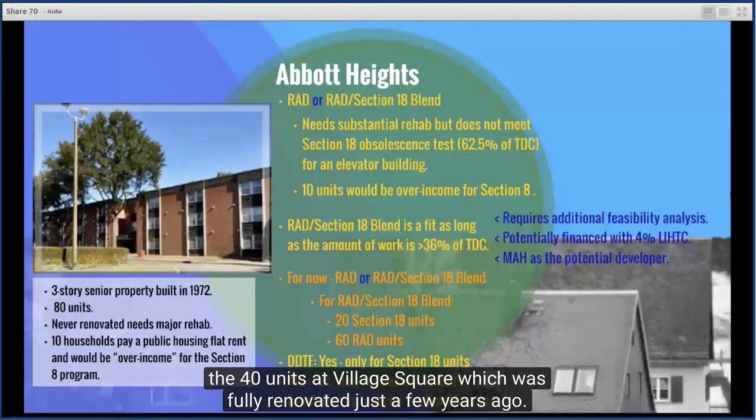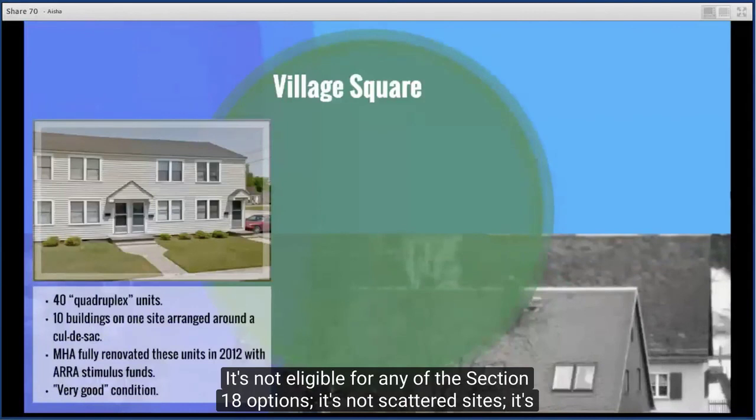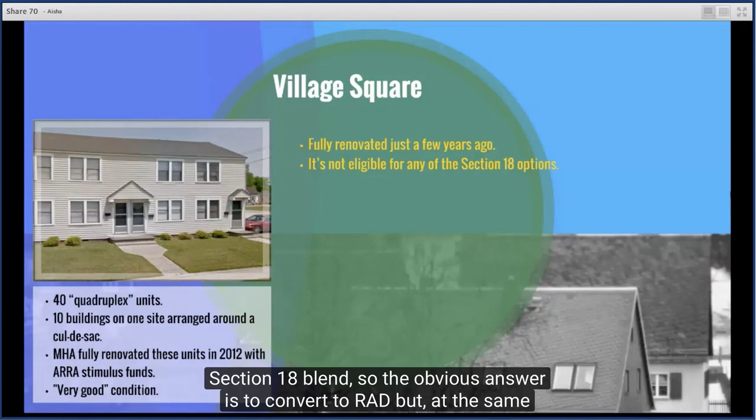Next, let's turn to the 40 units at Village Square, which was fully renovated just a few years ago. It's not eligible for any of the Section 18 options. It's not scattered sites. It's not obsolete. It's not requiring sufficient rehab to qualify for a RAD Section 18 blend.